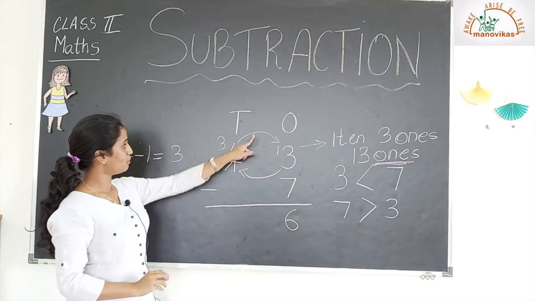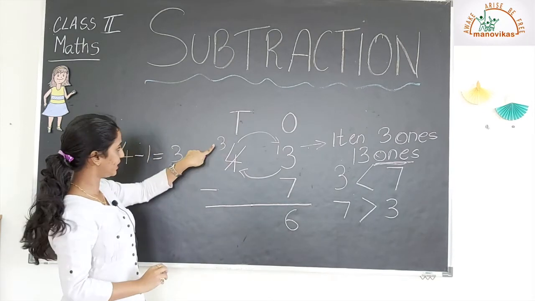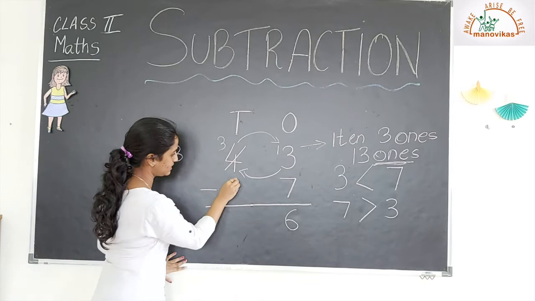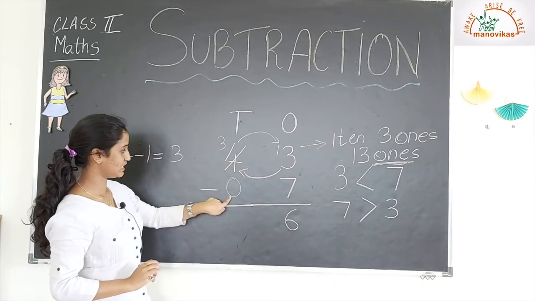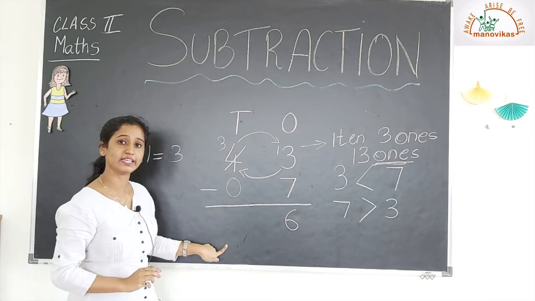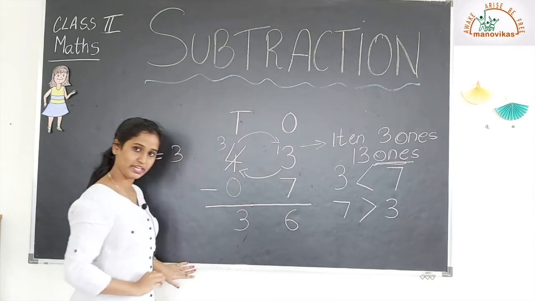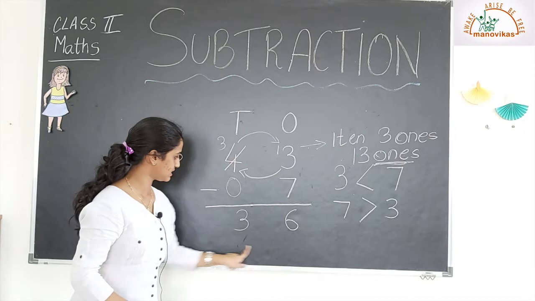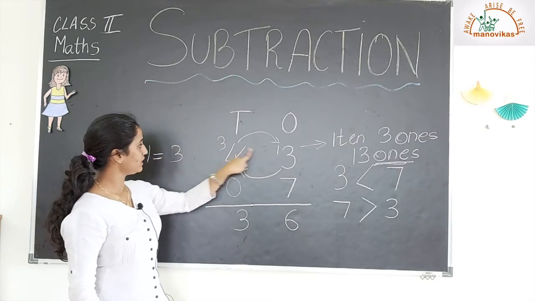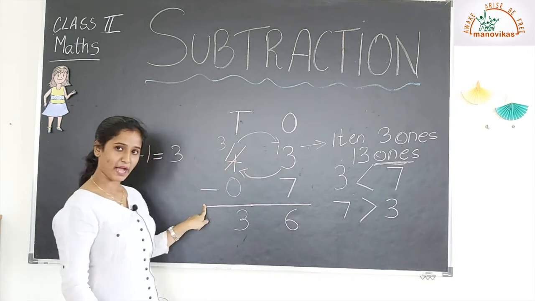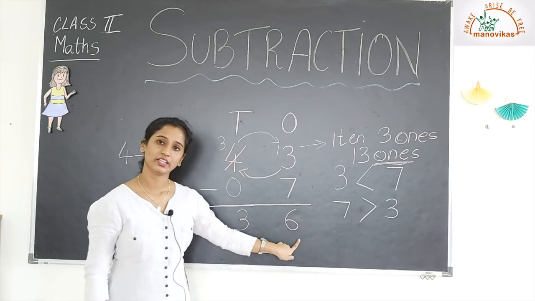6. Now moving on to the tens column, we have 3 and here it is blank. So it is a 0. So 3 minus 0, we get the answer as 3. Correct? So the total answer is 36. So we say that 43 minus 7 gives us 36.